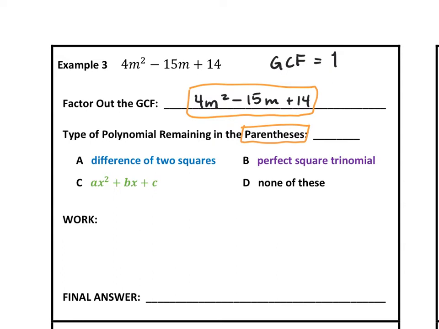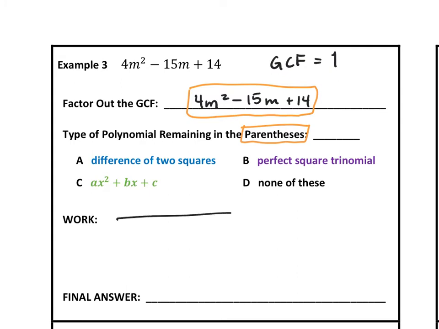Can I square root the first and the last? So 4m squared is 2m. But what's the square root of the last one? What's the square root of 14? That's going to give me a decimal. So I can factor the first, but I cannot factor the second. Okay, so I'm going to erase that. I tried it out, it didn't work. So difference of 2 squares and the perfect square trinomial didn't work. So we got to try the table method.